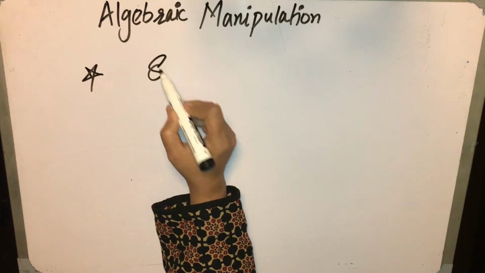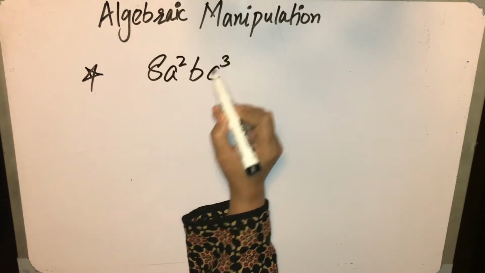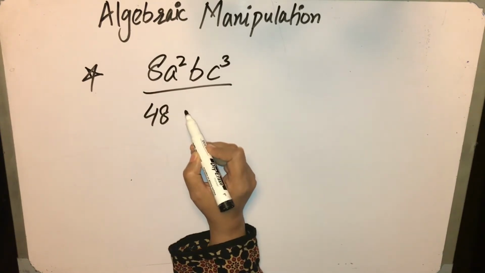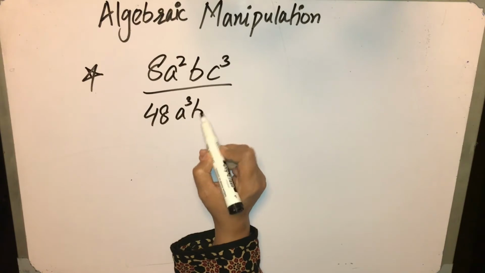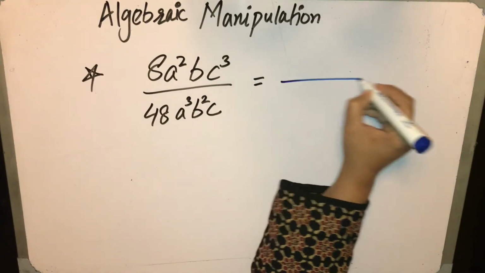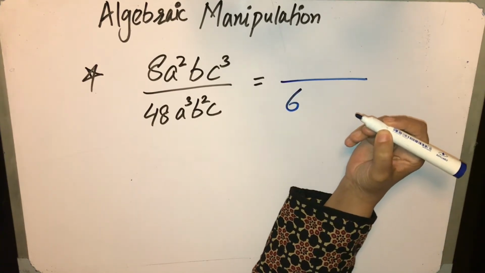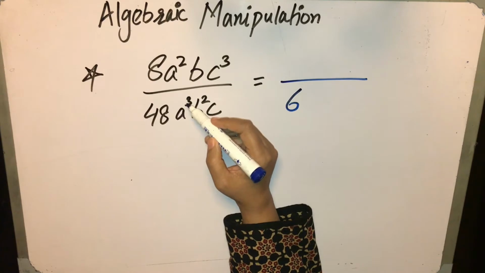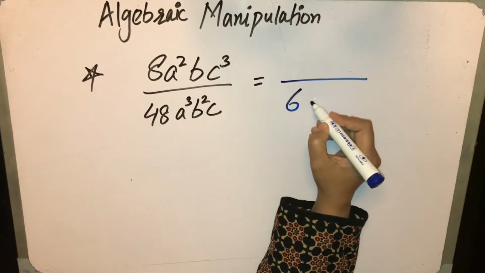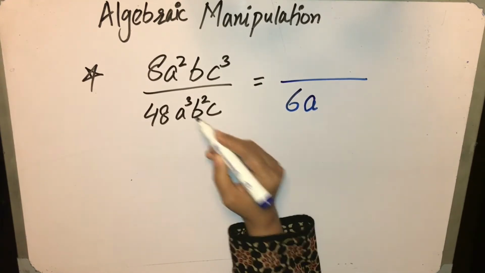This is 8a squared b c cubed divided by 48 a cubed b squared c. 8 one times 8, 8 six times 48. Now you can see that a has power 3 in the denominator, power 2 in the numerator. So my answer, the variable a will be in the denominator as it has the higher power.